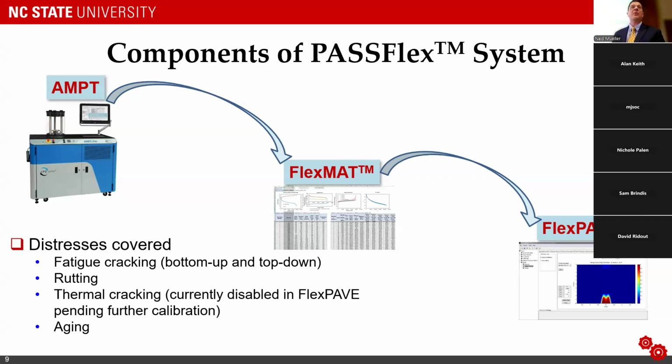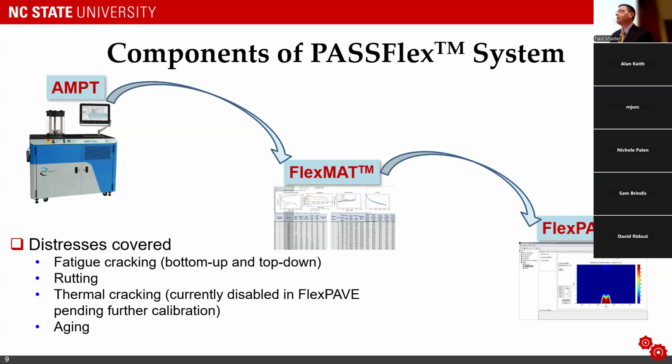Then we might look at also thermal cracking, which the PassFlex system does look at, although the model hasn't been validated as thoroughly as the fatigue cracking and rutting. And again, sitting on top of all this while we're thinking about load effects and climate effects are the impacts from consistent deterioration just due to normal oxidative aging and moisture damage characteristics.